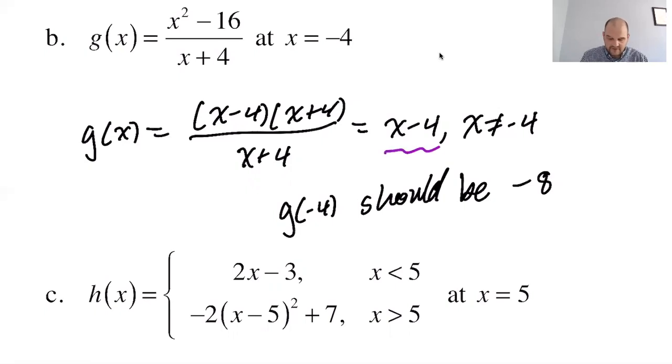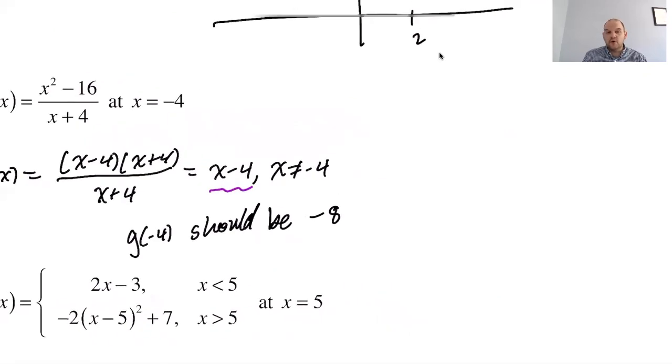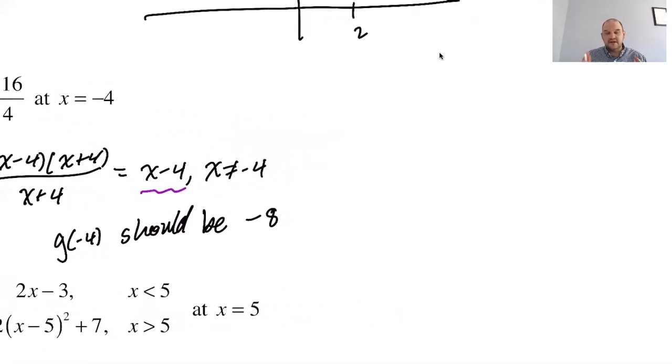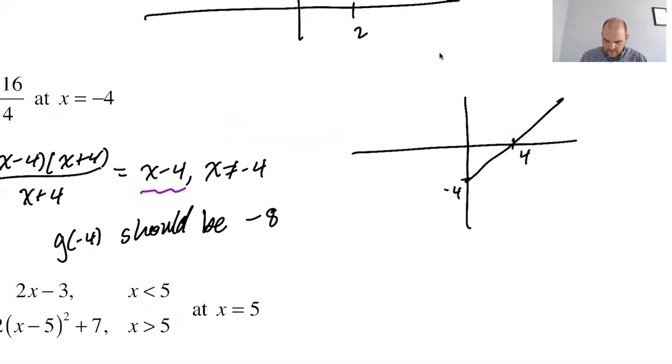Let's look at the graph, which is just more evidence that this thing should be -8. So when I graph this, x minus 4. So let's say that's -4. I guess that's 4. Like this. Now, when I get to -4, I know that there's just going to be a hole in the graph, or a removable discontinuity. It's going to be down at -8.